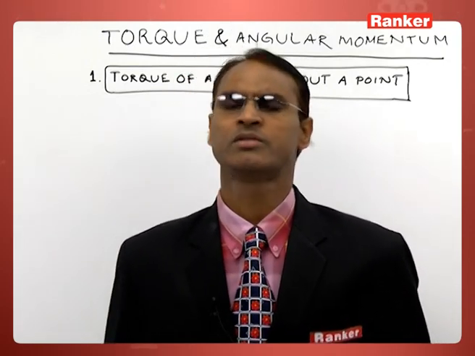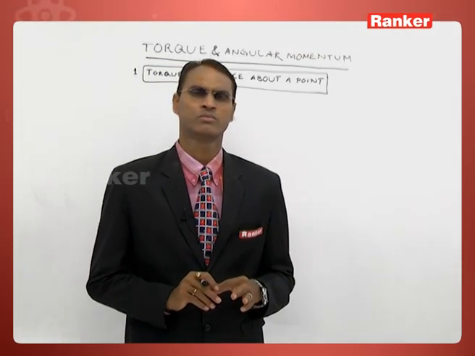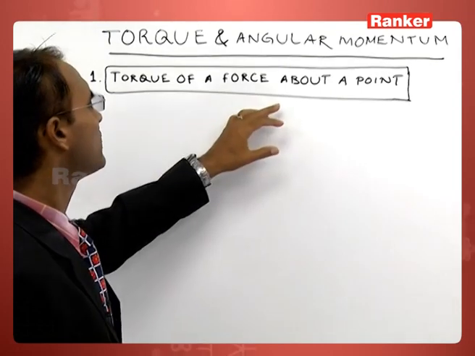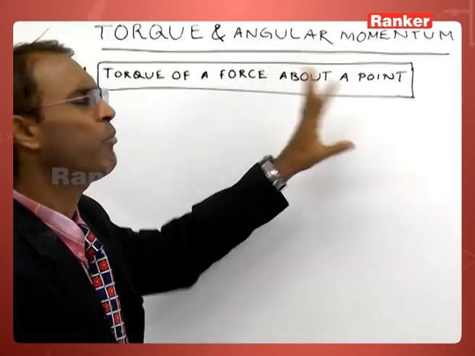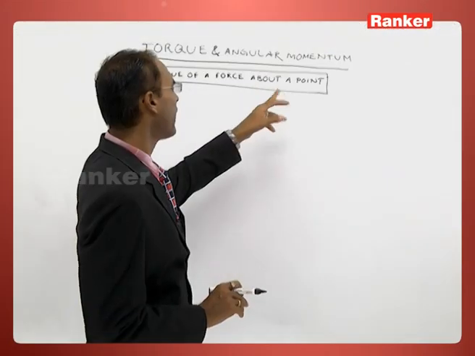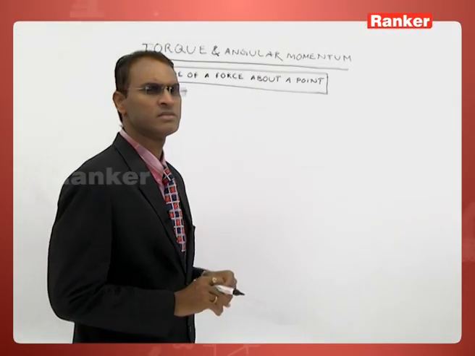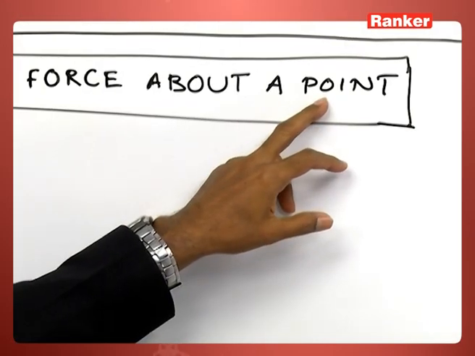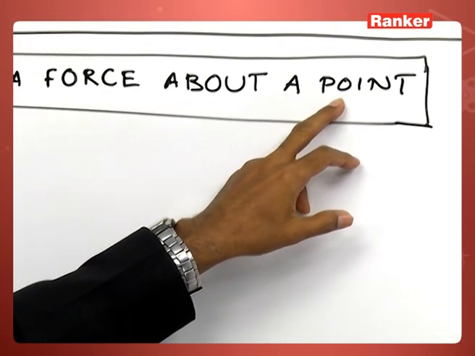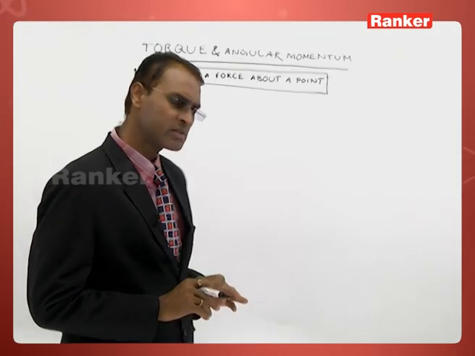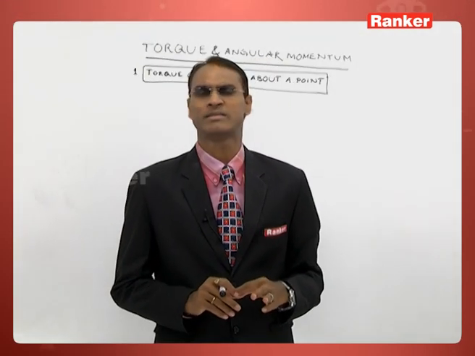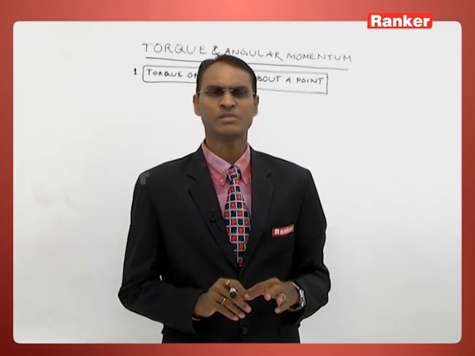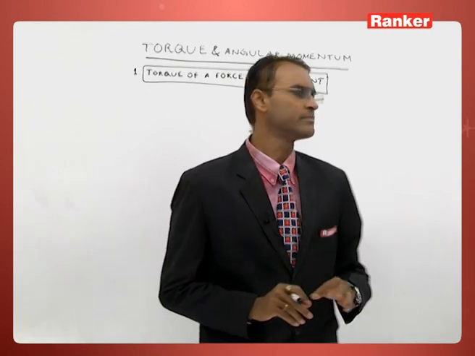Torque of a force is measured with respect to a given point. Torque of a force about or with respect to a point. This point may be moving, this point may be fixed. For the sake of simplicity, let us assume that this point moves with a constant velocity or the point is stationary. When a point moves with a constant velocity or is a stationary point, we can call it an inertial reference point or inertial reference frame.